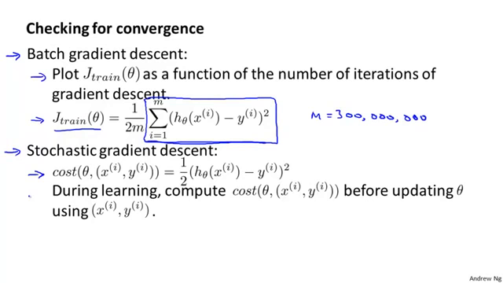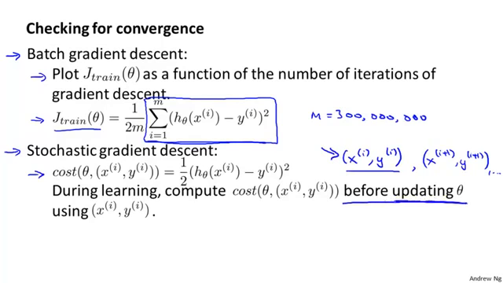Then while stochastic gradient descent is learning, right before we train on a specific example, so in stochastic gradient descent, we're going to look at the examples (xi, yi) in order, and then take a little update with respect to this example, and then go on to the next example, (xi+1, yi+1), and so on. That's what stochastic gradient descent does. So while the algorithm is looking at the example (xi, yi), but before it has updated the parameters theta using that example, let's compute the cost of that example.